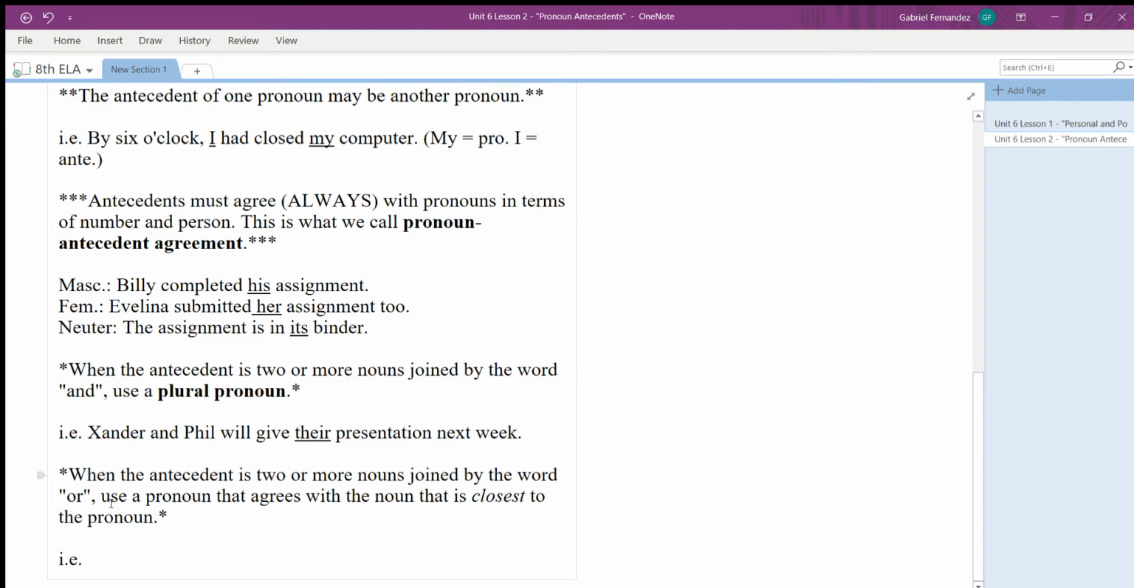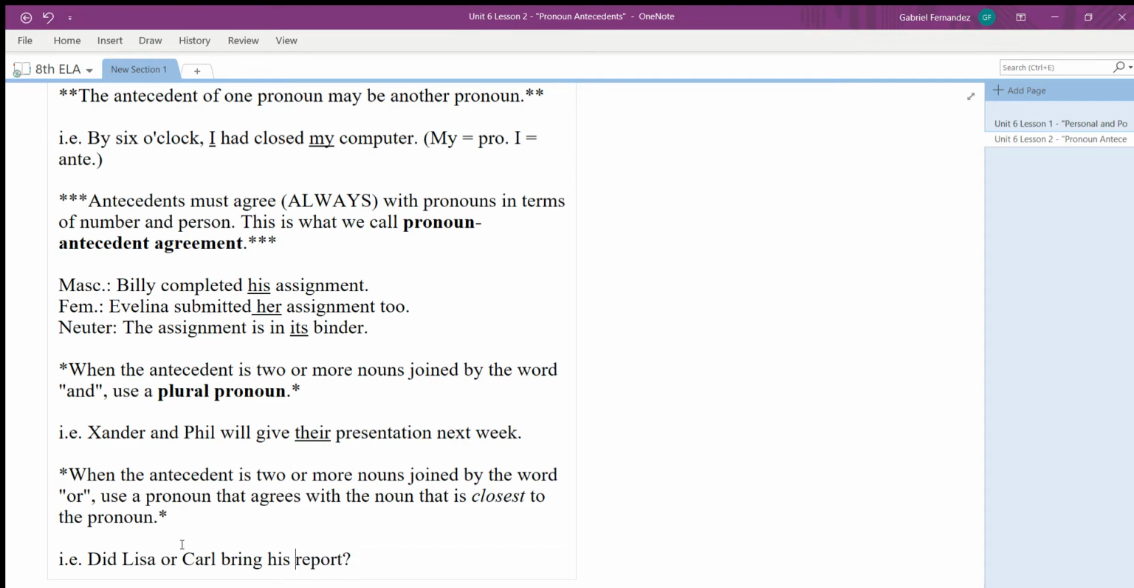Now, when it's one or the other, now this would be the case of X or Y, or either X or Y, or neither this nor that, neither an X nor Y. You're going to use a pronoun that agrees with the noun closest to the pronoun. This can get confusing in the case if we're talking about gender. Let's give you an example of that. Did Lisa or Carl bring his report?